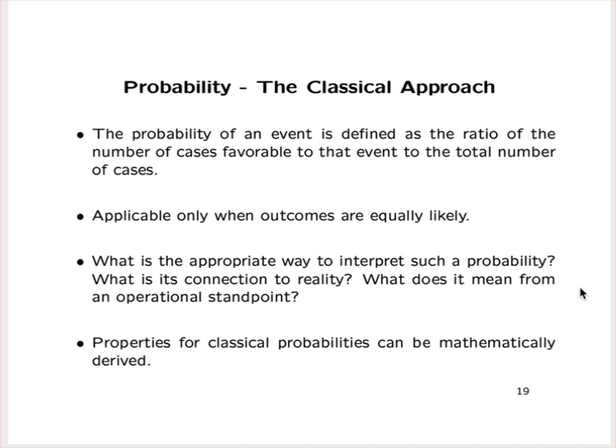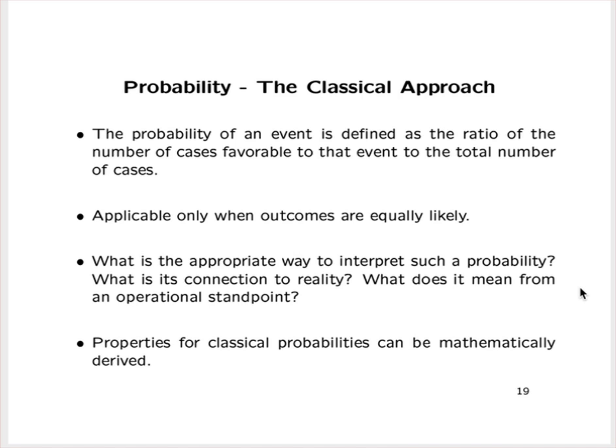So, with the classical approach to probability that applies only when the outcomes are equally likely, what is the appropriate way to interpret such a probability? What is its connection to reality? And then what does it mean from an operational standpoint? So think about those questions and try to interpret what they mean and try to come up with some answers to those questions regarding the classical approach to probability.